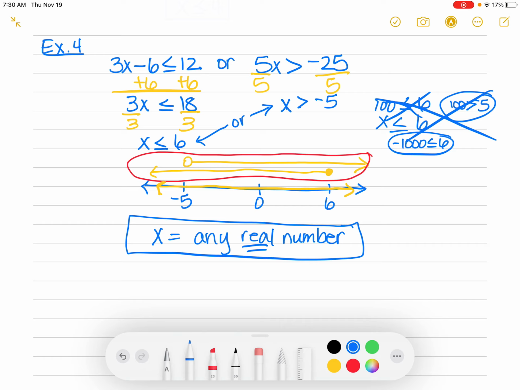So that's the end. And hopefully you can get the homework done well on this one. Just remember, these are different than conjunctions. These have an or in them. Okay, that's all.